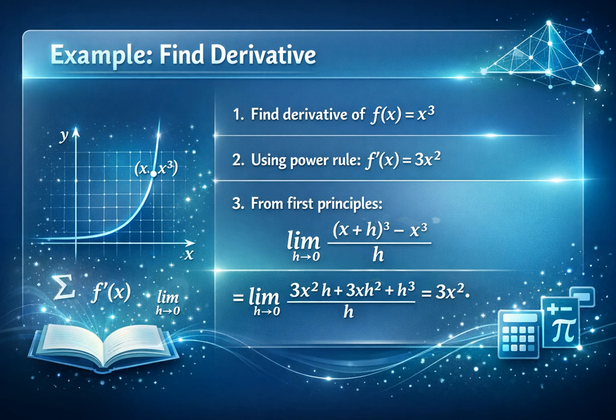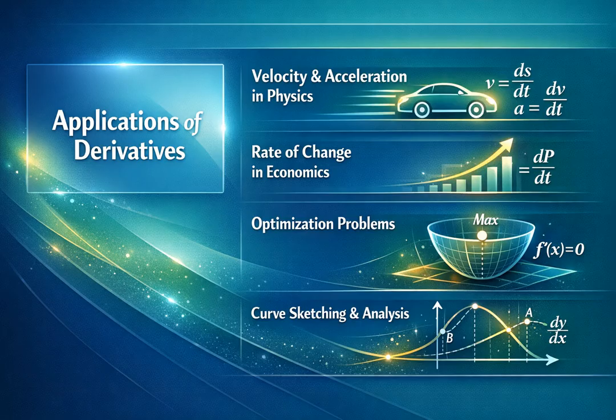Find the derivative of f of x equals x cubed. Using the power rule, f prime of x equals 3x squared. From first principles, limit as h approaches 0 of x plus h cubed minus x cubed, all over h. Expanding and simplifying gives limit of 3x squared plus 3xh plus h squared over h, which equals 3x squared as h approaches 0.